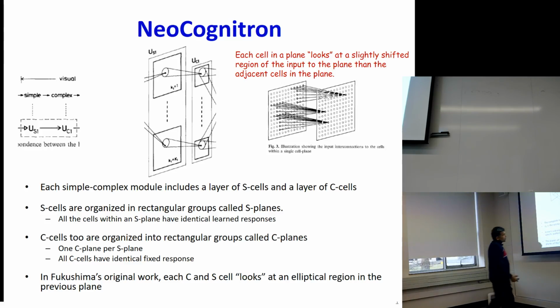So the distinction was that the C layers only looked at the S, but the S looked at each C layer looked at only a single S. Each S looked at all of the C's in the previous layer, right? Now, what about the responses themselves?